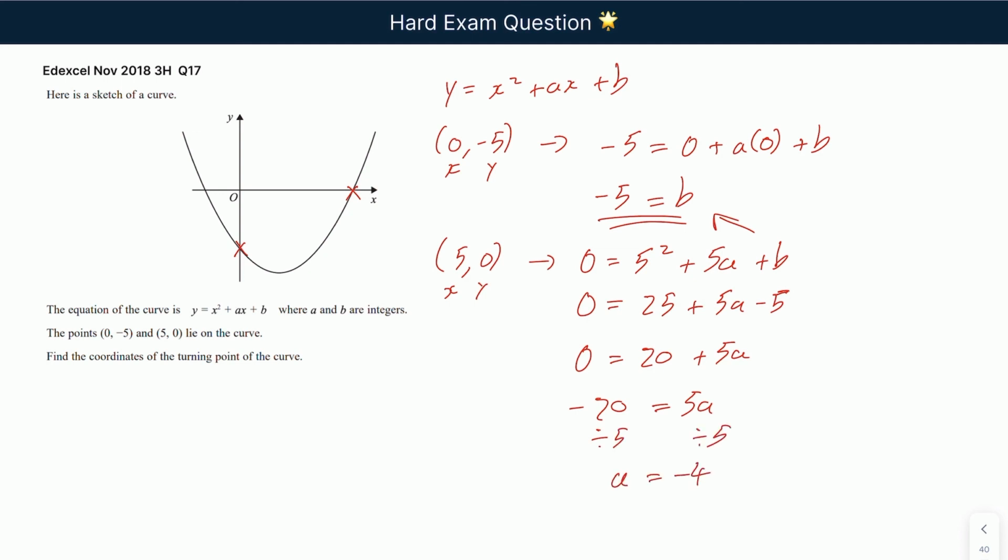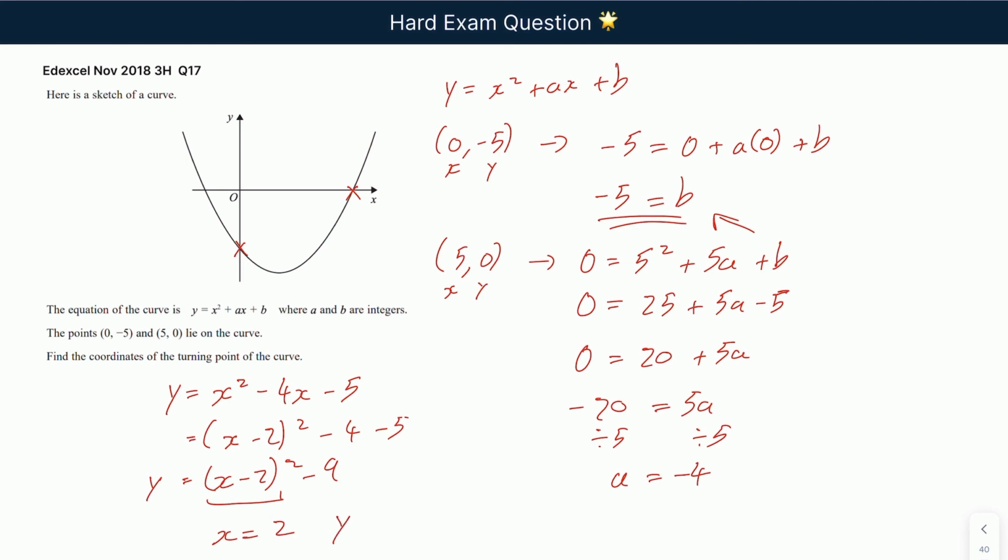now what is, find the coordinates of the turning point of the curve. So we can now say that y is equal to x squared minus 4x minus 5. If I complete the square, I can use that to find the turning points. So that is that done. To find the turning points, we need the minimum value of y, which means I want to make this squared value as small as possible. So that means x is going to be 2, and then y is going to be minus 9.